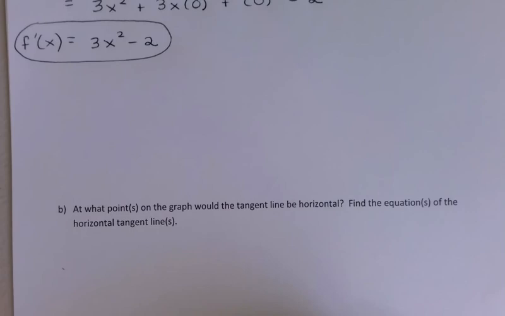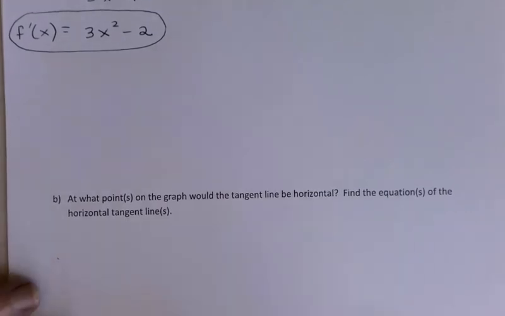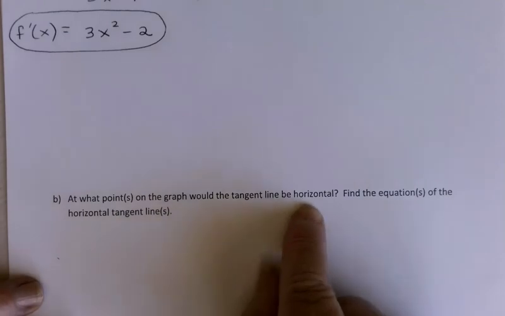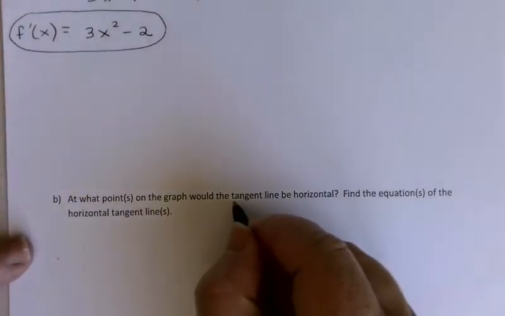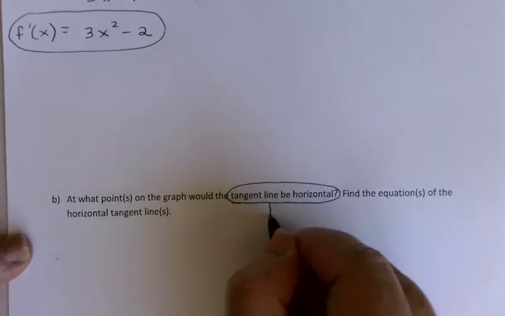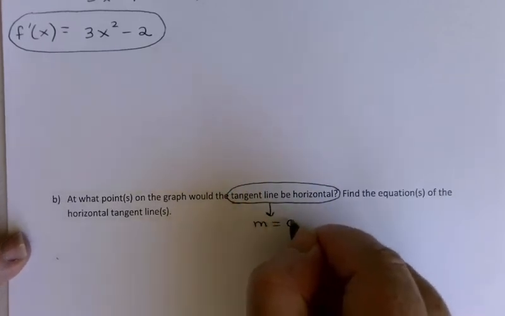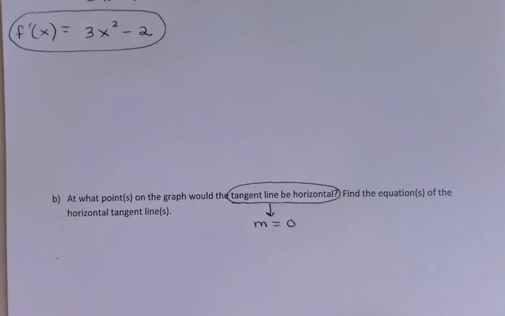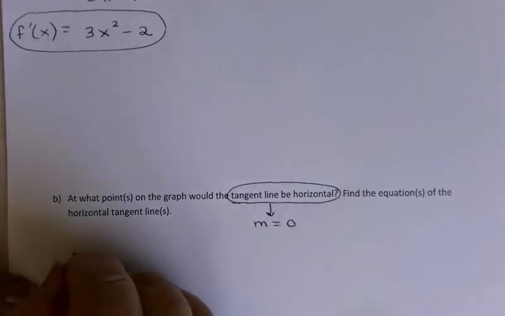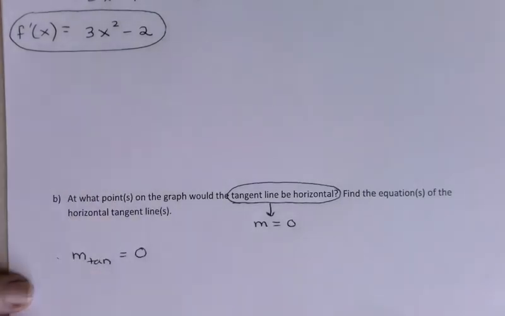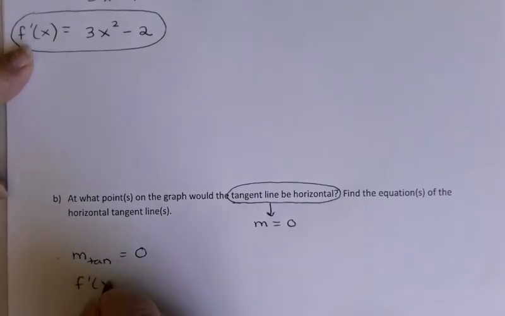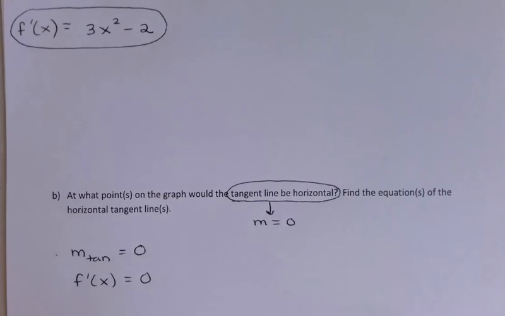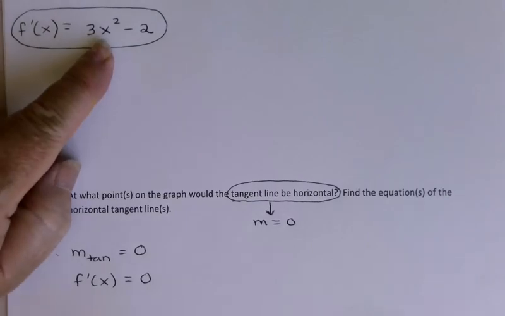In part B, we specifically are told that we would like to know at what points on the graph the tangent line would be horizontal, and then find the equations of those tangent lines. Well, let's see. I know that anytime I have a horizontal line, the slope is going to be 0, right? All horizontal lines have a slope of 0. So if the slope of the tangent line has to be 0, and I know that the slope of the tangent line is the derivative, what this amounts to is setting this 3x squared minus 2 equal to 0.